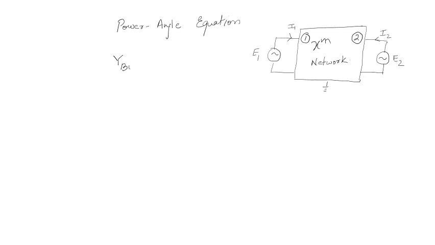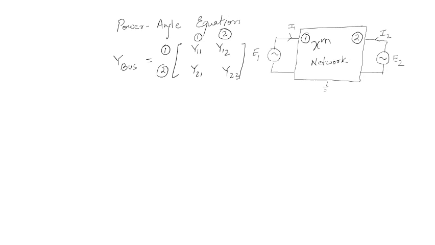Y bus is, you can say, Y11, Y12, Y21 and Y22. So this is the Y bus for this two machine system. So this is bus 1, bus 2, 1 and 2, right? So this is how it goes on.